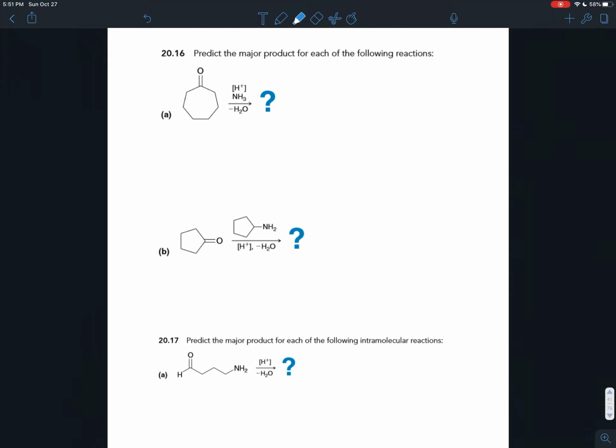In synthesis, you're zooming out. You're not thinking in detail about every single thing that happens to make a reaction happen. You're thinking about what recipes can you use to transform one molecule into another. So we're going to think about that same reaction, but just in a different context here. Now, in these exercises, you don't need to draw out the mechanism. You just need to draw the product.